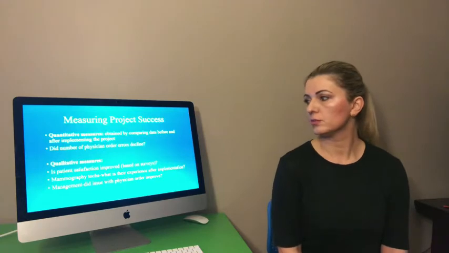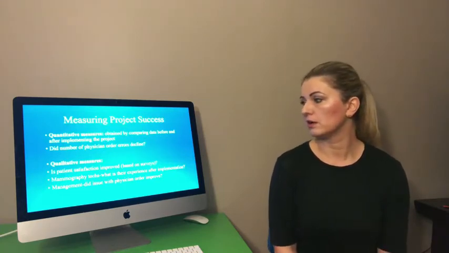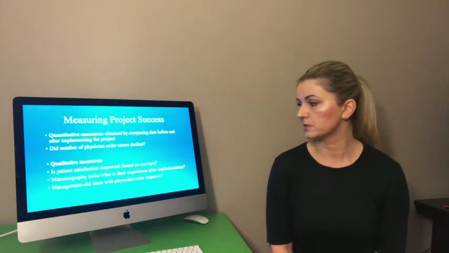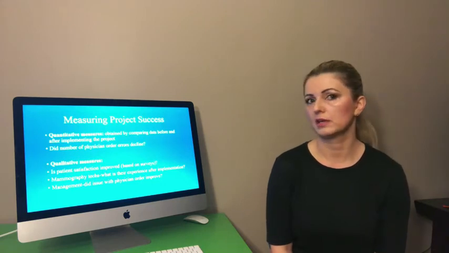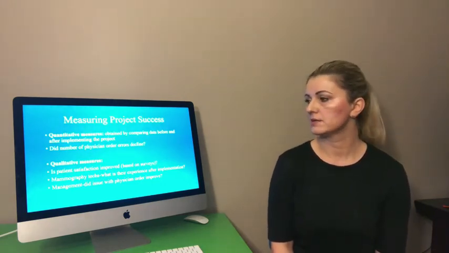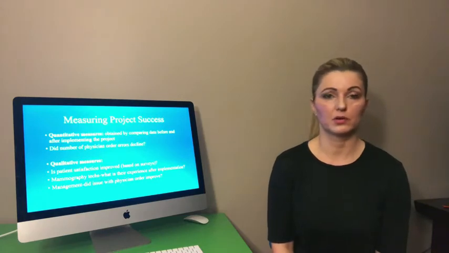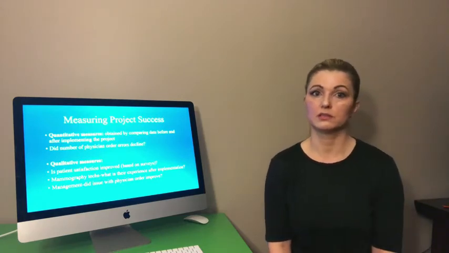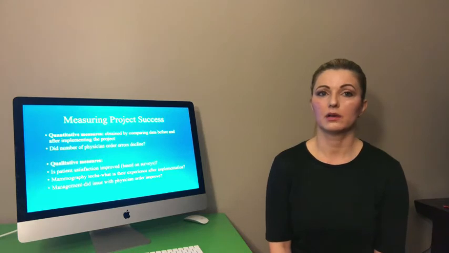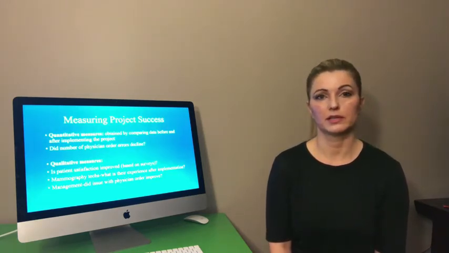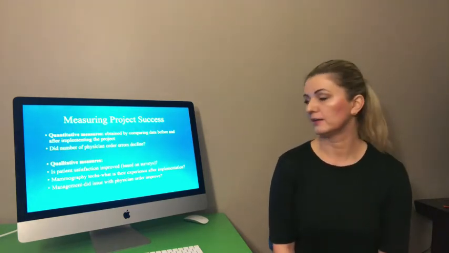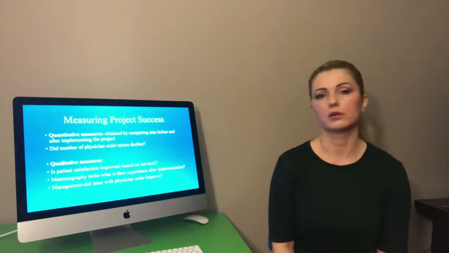For qualitative measures, mostly we would read patients' surveys, and based on what they said about errors and waiting time, we would be able to say whether we improved in this area. Same with mammography techs. We're going to ask them, what do you think? Do you see fewer of these errors lately or not? And I believe management, my manager and my director, can also tell by the numbers, because numbers don't lie. They can tell whether we improved and whether it worked or not.